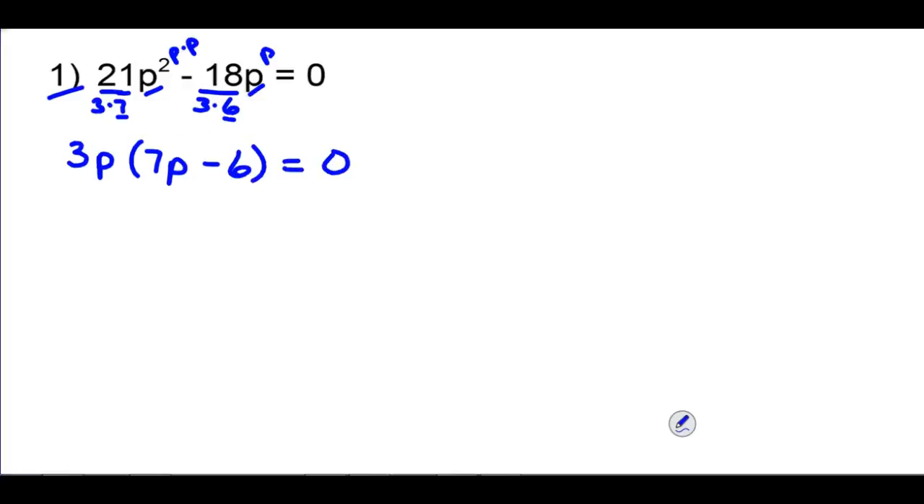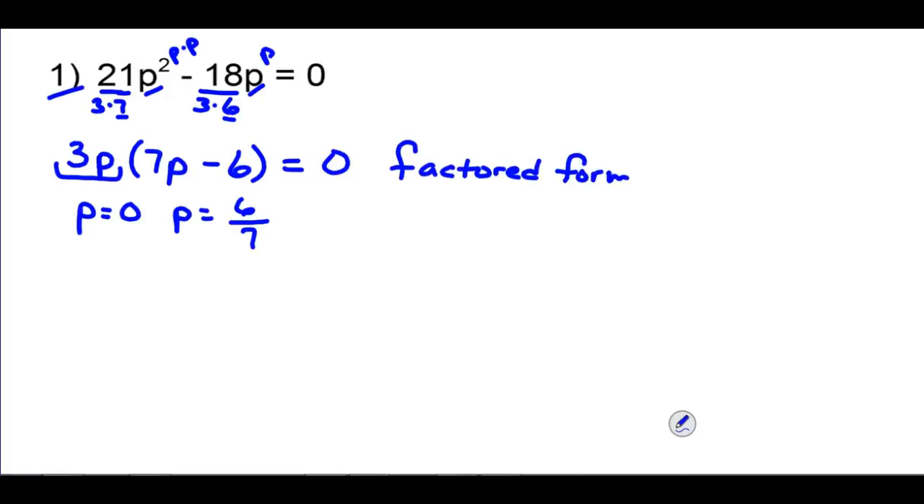All of that still equals 0. For that to be true, either p would have to be equal to 0. When we see the 3p outside, that's where that 0 comes from. Or p would have to equal 6 over 7, the opposite of the minus 6 over the 7. These are my factors, or this is the factor form. And these are my 2 solutions.